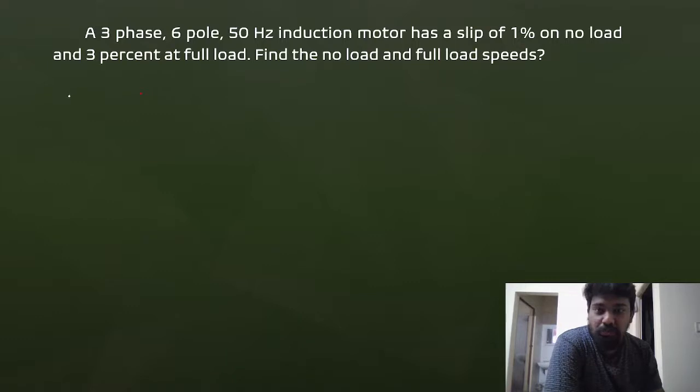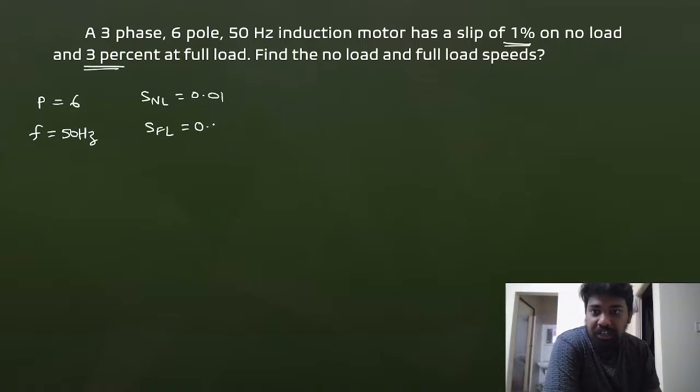A 3-phase 6-pole 50 Hz induction motor has a slip of 1% on no load and 3% at full load. So he gave the number of poles as 6, frequency as 50 Hz, and slip at no load as 1%, which can be written as 0.01, and slip at full load as 3%, which can be written as 0.03. Then he asked, find the no load and full load speeds of the rotor. This is the question.